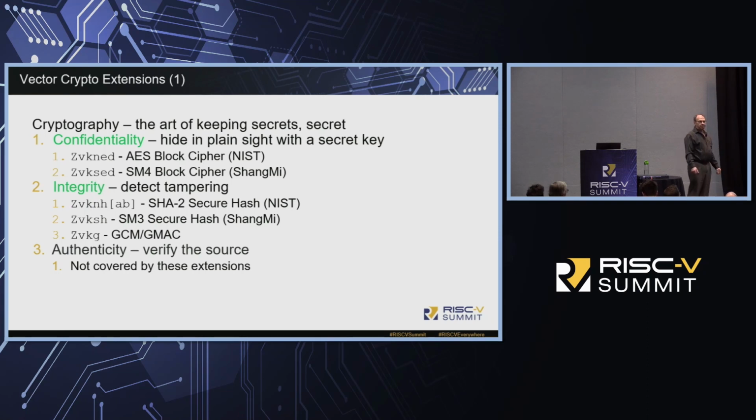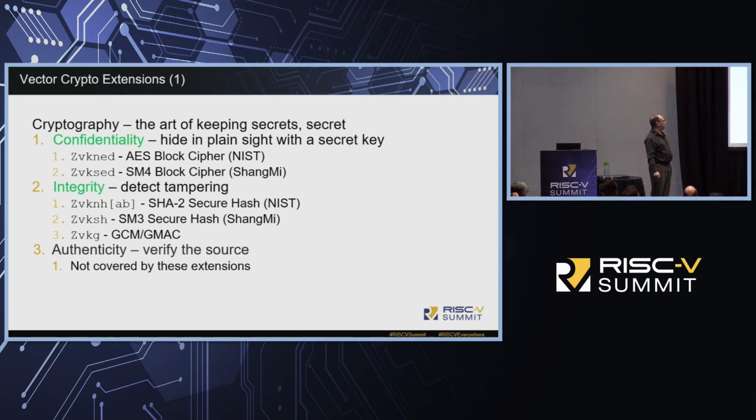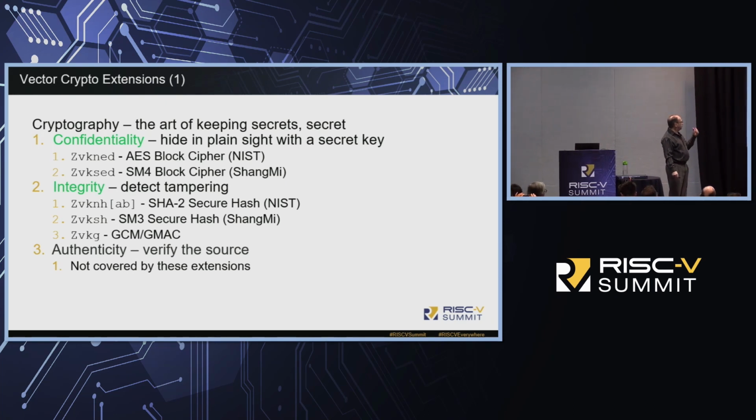So for integrity, you want to make sure that the message that you received is the one that was sent. Some adversary didn't get in and cross out some of the words on your billboard or inject some noise on the signals being sent over the internet. So we use fingerprints of the message, unique fingerprints. And so we support SHA-2, which is a secure hash standard defined by NIST. There's SM3, which is also a secure hash standard, and that is part of Shangmi. And then we also have GCM, GMAC.